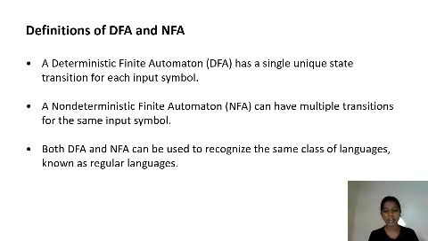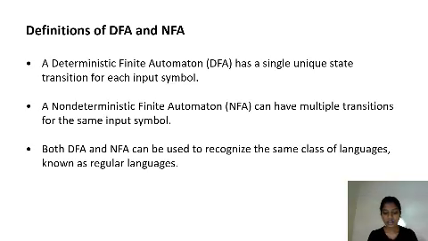So, what is meant by finite automata? Finite automata are mathematical models used to represent and control the behaviors of systems with a finite number of states. They are essential in computer science and linguistics for modeling and analyzing various computational processes, particularly those involving pattern recognition, text processing, and control systems.